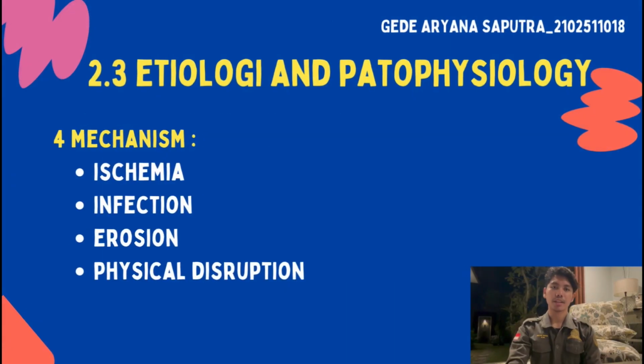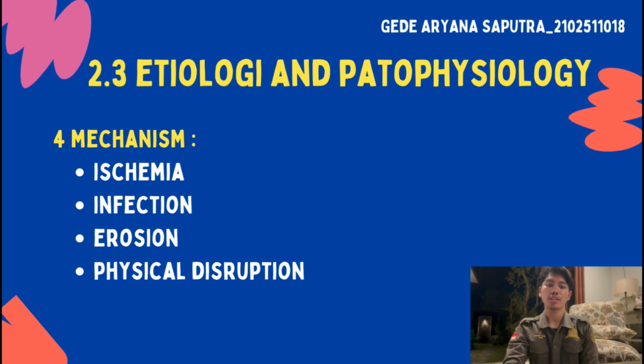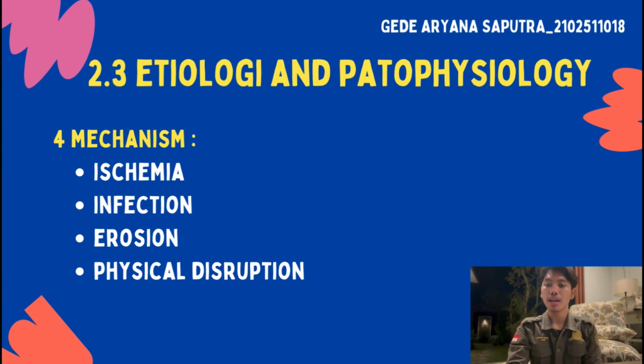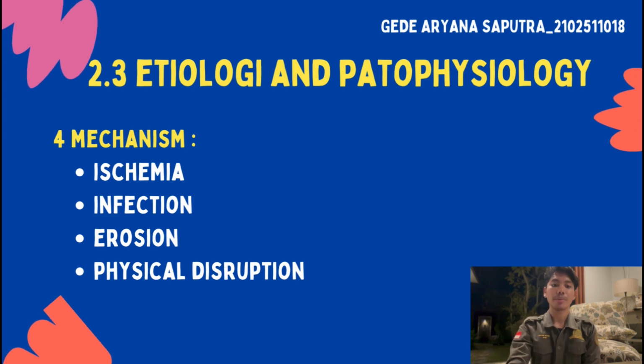My name is Gede Ariana Saputra with the last 3 digit number of name 018, and I would like to discuss with you about the etiology of intestinal perforation. So intestinal perforation can be led by 4 mechanisms. The first one is ischemia, then infection, erosion, and physical disruption. The necrotic nature of ischemia leads to the death of intestinal wall cells causing perforations, where ischemia may happen by 2 means. The first one is bowel obstruction and the second is thrombotic or embolic disease.